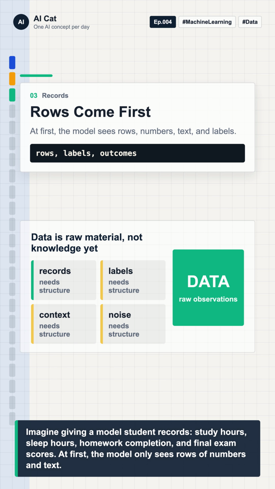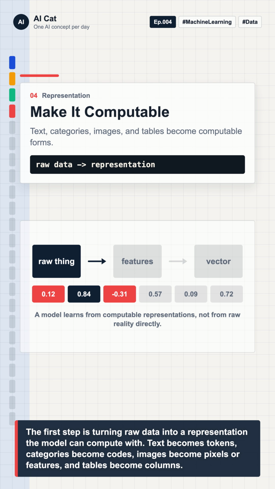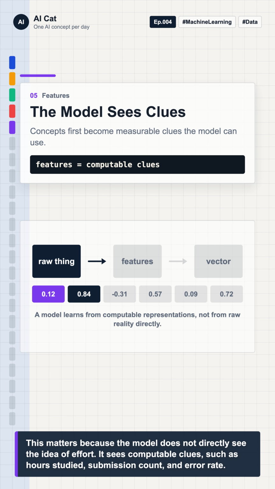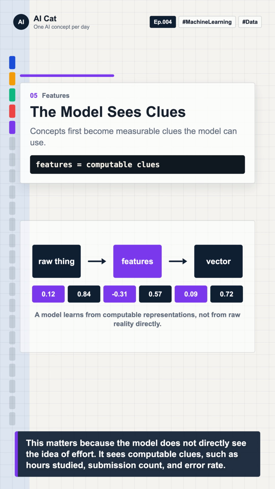Imagine giving a model student records, study hours, sleep hours, homework completion, and final exam scores. At first, the model only sees rows of numbers and text. The first step is turning raw data into a representation the model can compute with. Text becomes tokens, categories become codes, images become pixels or features, and tables become columns. This matters because the model does not directly see the idea of effort. It sees computable clues such as hours studied, submission count, and error rate.